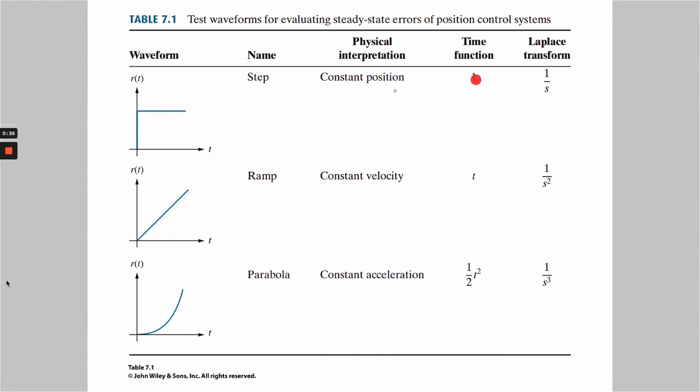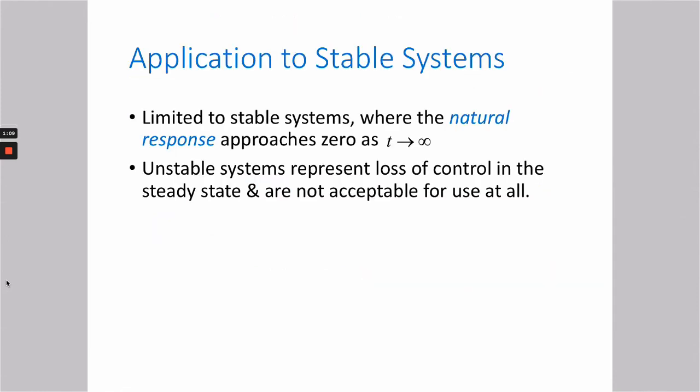And for the step, the time function is 1, and its Laplace is 1 over s. And for the ramp, it is t, and its Laplace is 1 over s squared. For the parabola, it is half t squared, and its Laplace transform is 1 over s cubed.